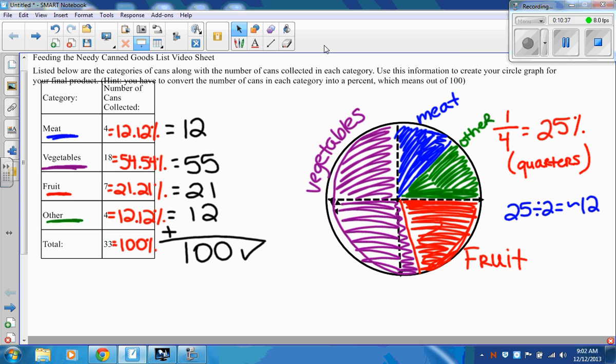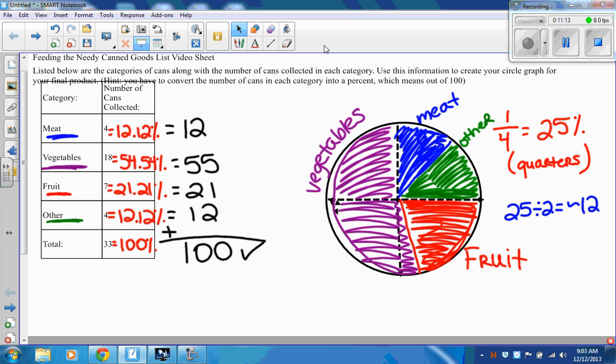So we have created a circle graph that represents the data that we collected in the food drive. With this video, you need to take the numbers that your class collected or the numbers that your teacher gives you that we collected and create your own circle graph based off of the information in your classroom. So remember, you have to set up a proportion and first find the percentage of each category that we collected, and then you have to make sure that the percentages add up to 100.